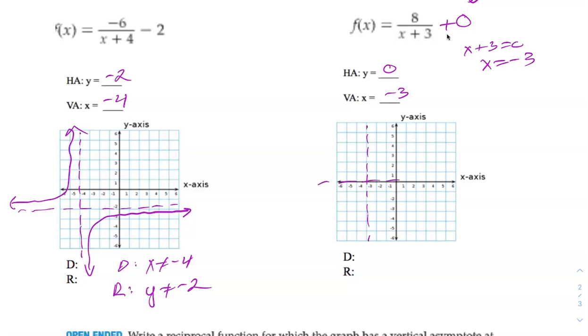Y equals 0. My a is positive, so it's top right. Again, just doing a quick sketch. And bottom left. Like that. Domain, x cannot be -3, and my range is y cannot equal 0. Right.